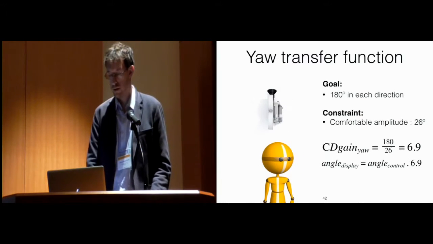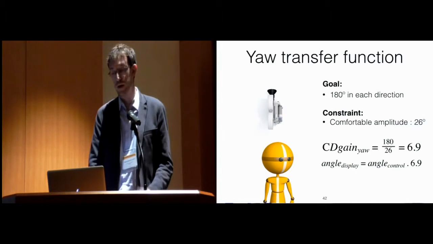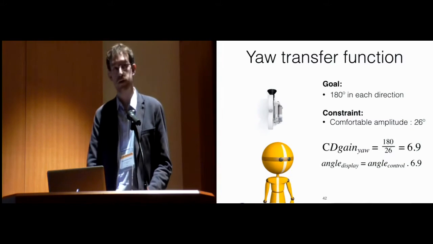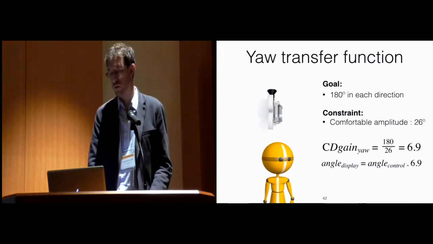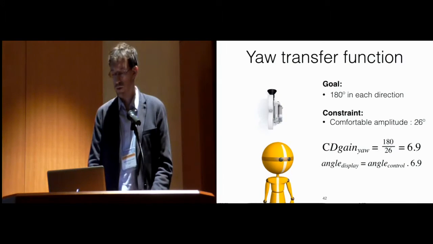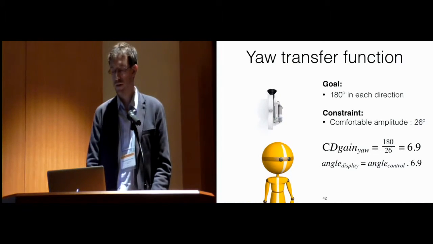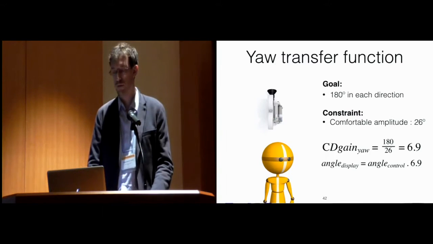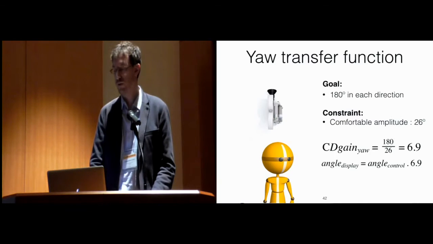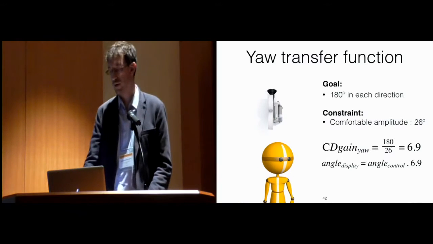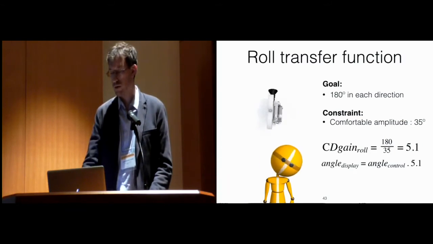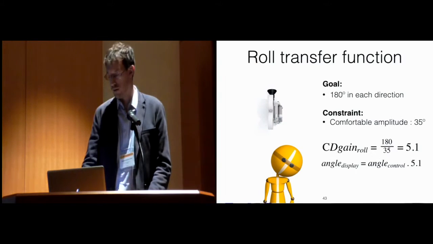So what we did here, our goal was to be able to control 180 degrees in each direction with the yaw and the roll. So that's for the yaw here. To get the CD gain, we divided the amplitude that we wanted to effectively reach by the widest amplitude we could perform on this axis, and we obtained an amplification factor of 6.9. And for the roll, we did the same, and we obtained 5.1 as a CD gain value.